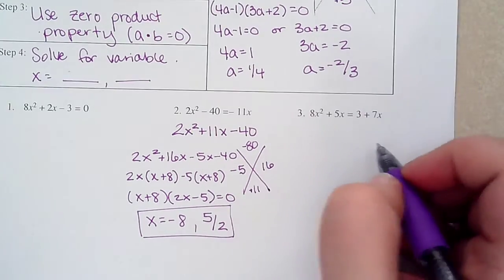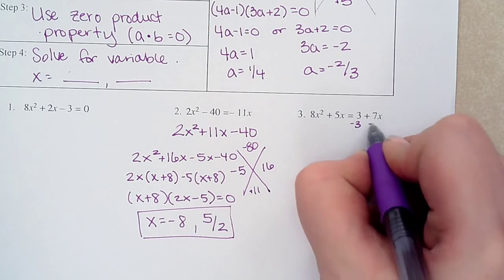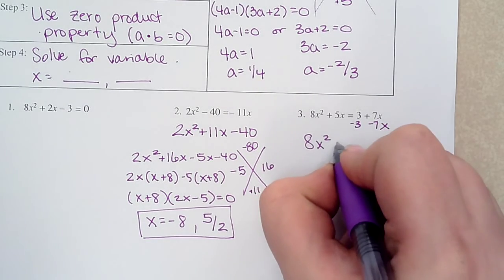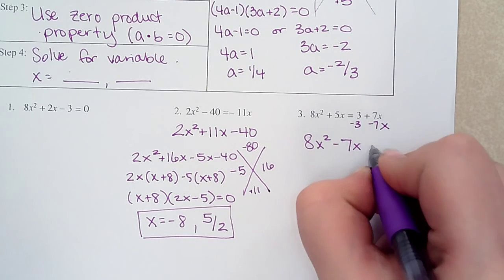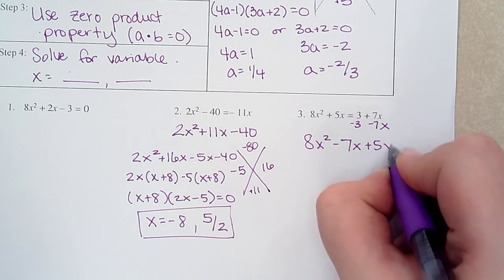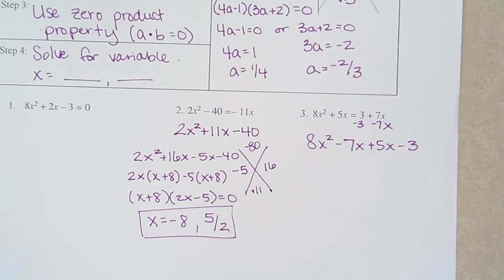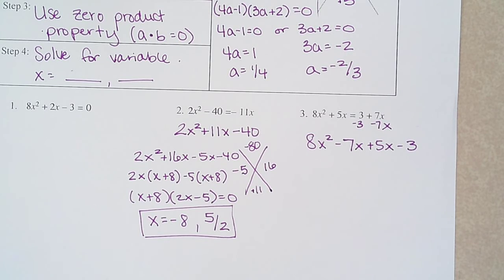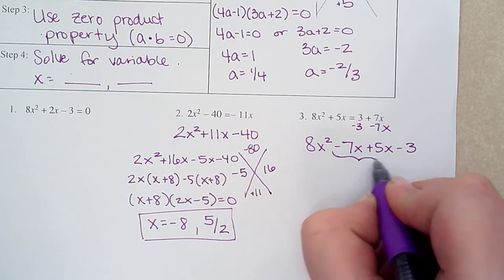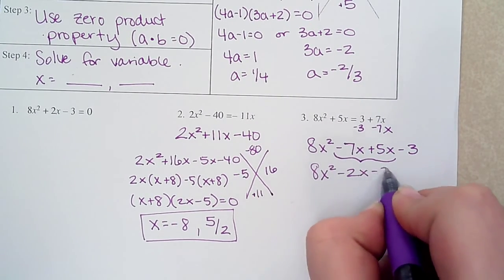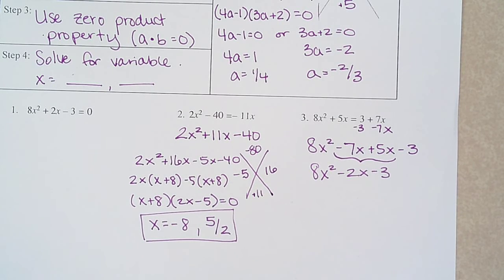Same thing here. I'm not going to go all the way through this problem, but I will show you that we need to move these over first. So it becomes 8x squared minus 7x plus 5x minus 3. Now you might be tempted to right away try to start factor by grouping. However, you're going to very quickly realize you cannot do it. So we need to simplify this down into 8x squared minus 2x minus 3, and then use our x puzzle just as we have been.